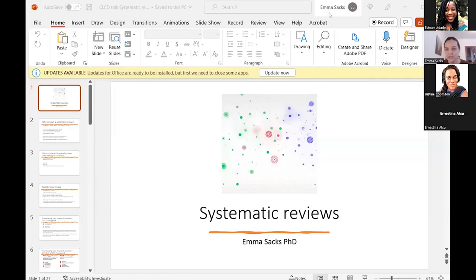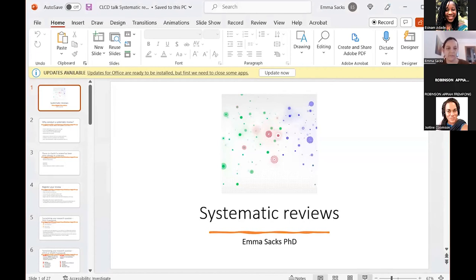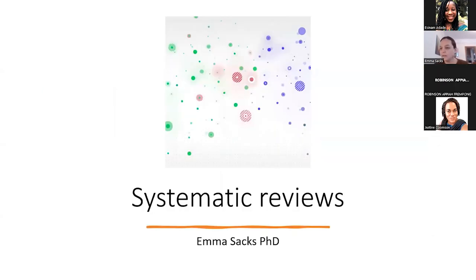Can you see my slides? Someone thumbs up or yell out that you can see it. Yes, we can see it. Okay, perfect. Let me make it bigger. Okay, so when I have the screen on, I can't see everyone's face at once. So please feel free to use the hand raising or unmute yourself if you have a question as we go.